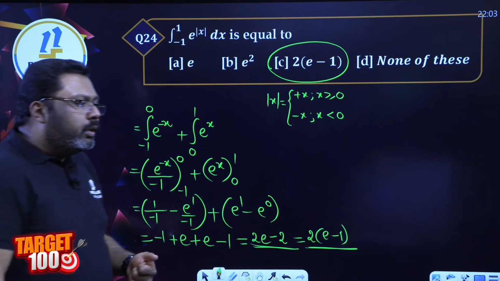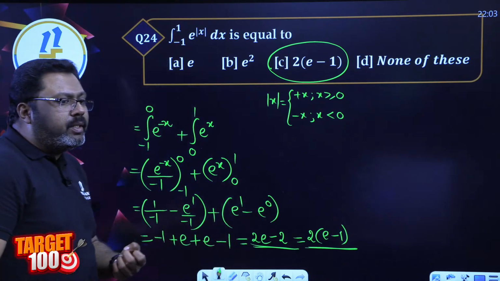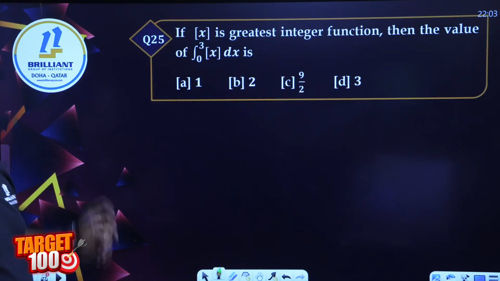Option C. Yes, right answer. Yes. Many have given the right answers. Let's not waste time. I want to do one more question for today. The last question, number 25.